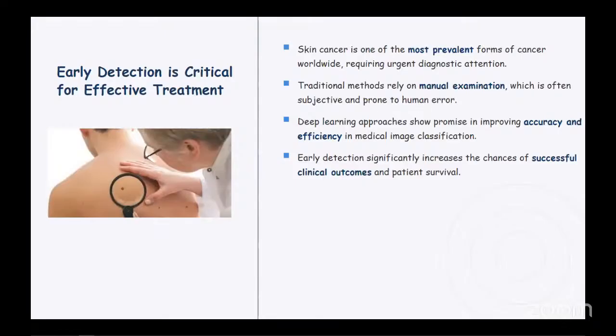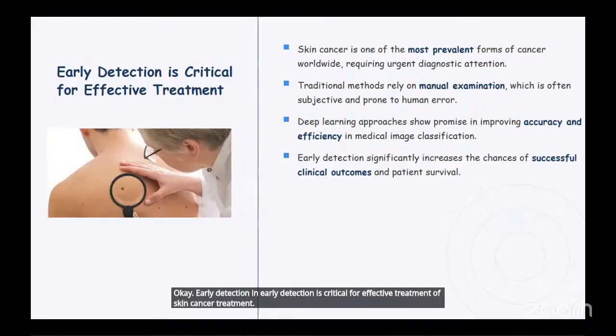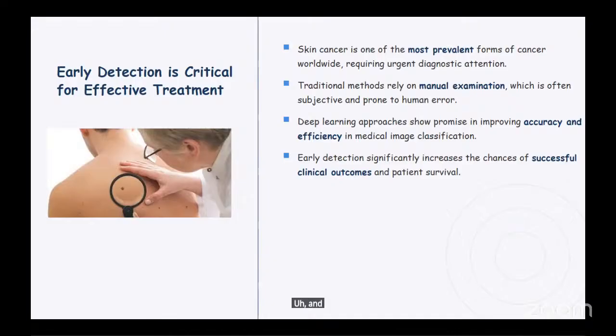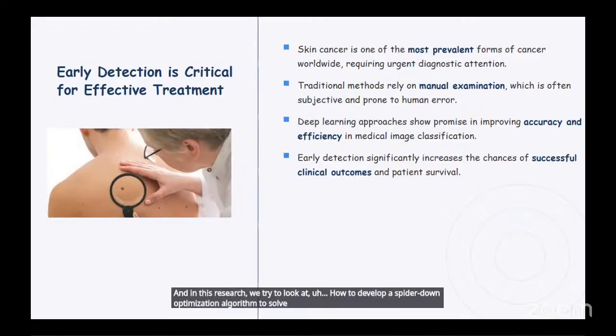Early detection is critical for effective treatment of skin cancer. And in this research, we try to look at how to develop a spiral optimization algorithm to solve the problem of early detection of skin cancer.